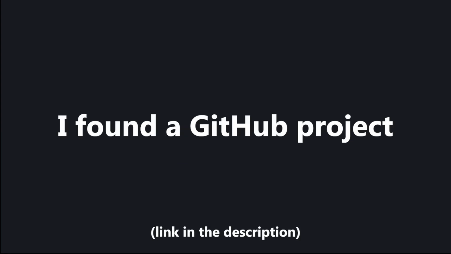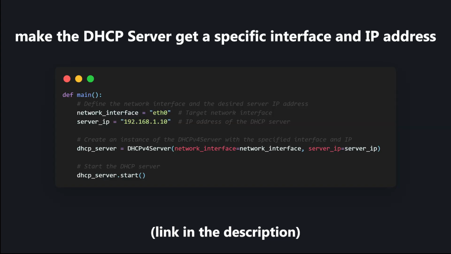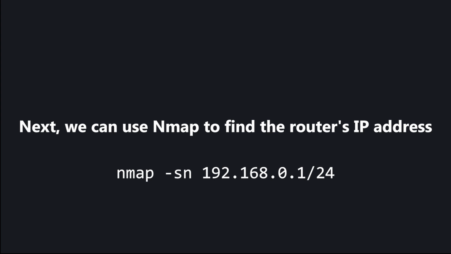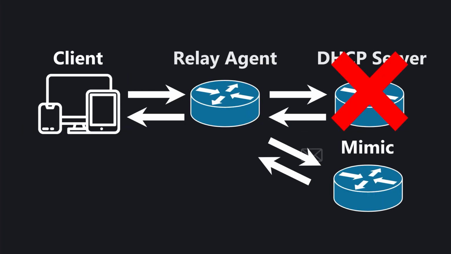Now, we need to make a mimic of the target DHCP server. I found a GitHub project that implements the DHCP server, and I made a few changes to make the DHCP server take a specific interface and IP address. Next, we can use Nmap to find the router's IP address and change our mimic DHCP server IP address to the discovered IP. And there we go, we manipulated the DHCP relay agent to redirect the devices to the mimic DHCP server.